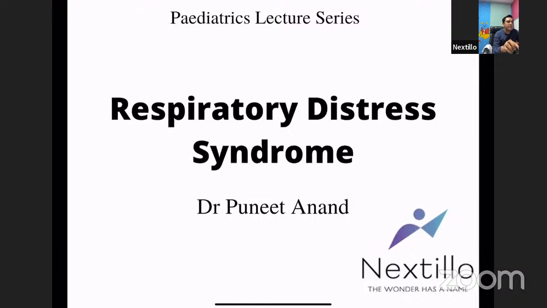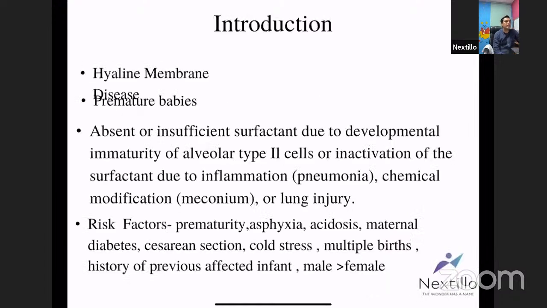So first is respiratory distress syndrome. What is respiratory distress syndrome? It is also known as hyaline membrane disease, and it is most common in premature babies. And what is the most common cause? The common cause is absent or insufficient surfactant due to developmental immaturity of alveolar type 2 cells, or inactivation of the surfactant due to inflammation, most commonly pneumonia. Also, chemical modification, meconium, or lung injury.